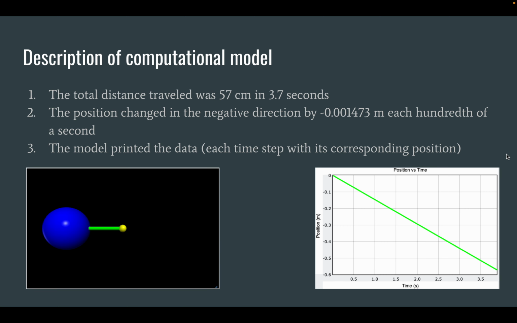Now the description of the computational model. The total distance traveled by the pencil was 57 centimeters in 3.7 seconds. The position changed in the negative direction by 0.001473 meters each hundredth of a second, so it could travel 57 centimeters in 3.7 seconds. The model printed the data along with the corresponding graph for position versus time.